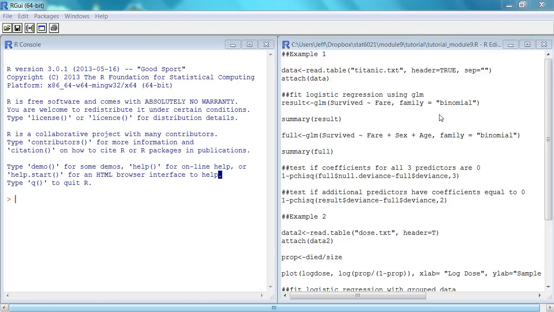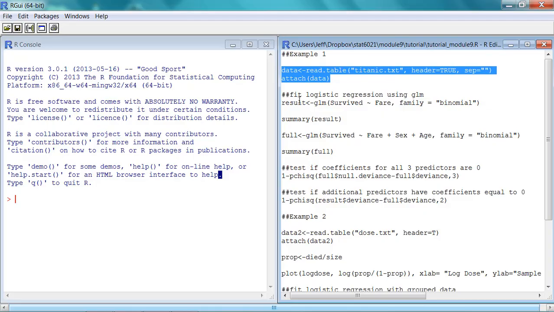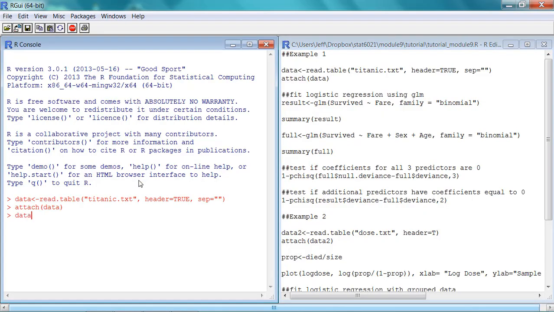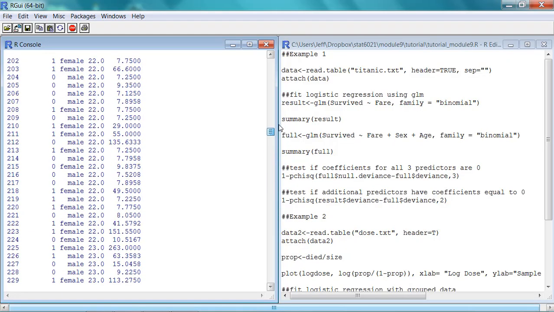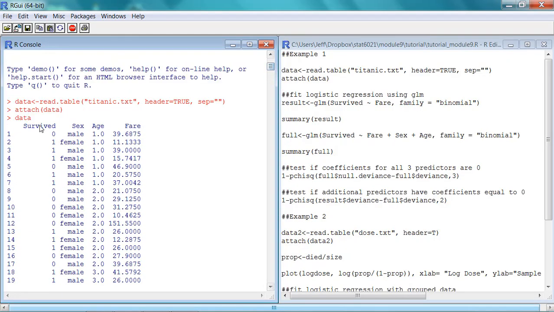The data set is data on some of the passengers on the Titanic ship that sank in 1912. So let's read that in. And always one of the first things I like to do is just see how the data are recorded. So we have 707 data points, and the variables of interest are whether the passenger survived or not, 0 for did not survive and 1 for survived, the gender of the passenger, the age of the passenger, as well as the fare paid by the passenger.